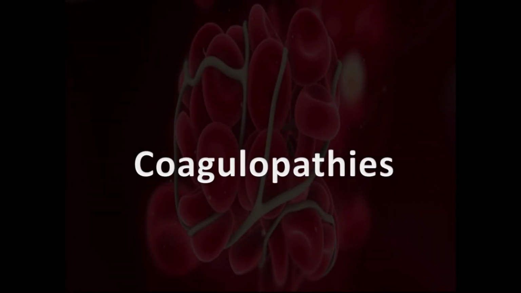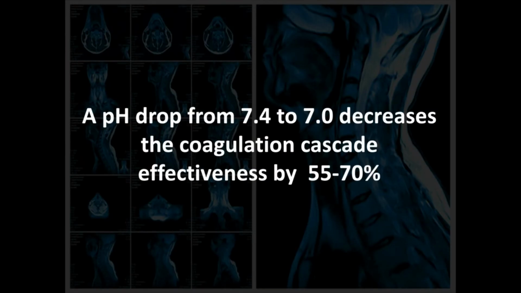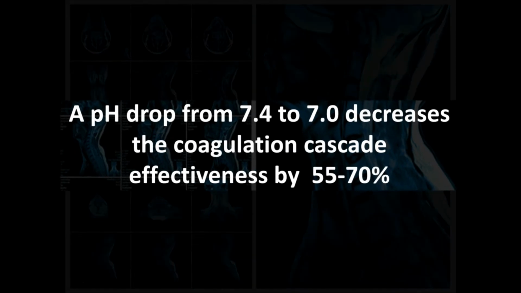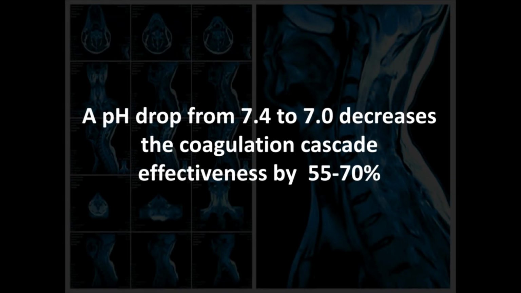What about our coagulopathies? Coagulopathies are huge. We're already bleeding out, we're hemorrhaging, we're losing all those clotting factors. We're then diluting our clotting factors. We're becoming hypocalcemic, which is inhibiting our coagulation factors. And so the key is getting in front of it. And it comes down to stopping the bleeding, getting in front of the acidemia. Look at this. A pH drop from 7.4, which is normal, to 7.0 decreases our coagulation cascade effectiveness by 70% at the maximum. That is massive.